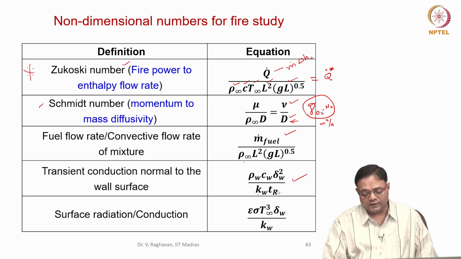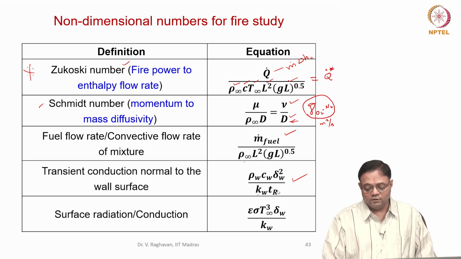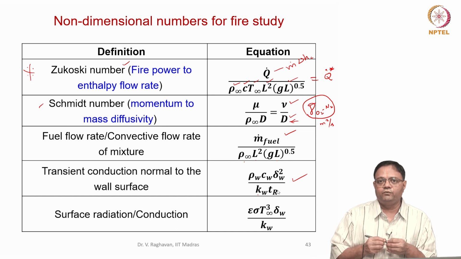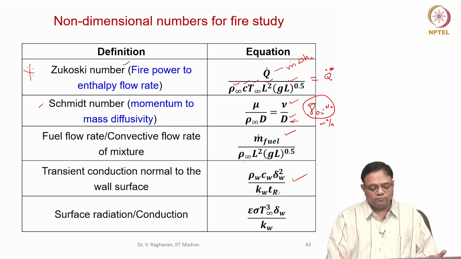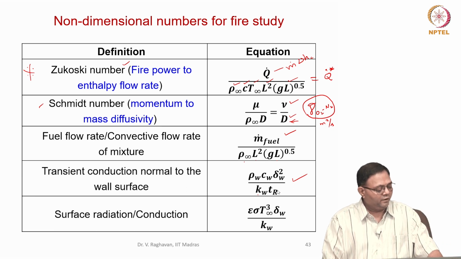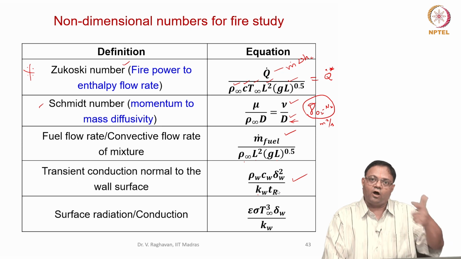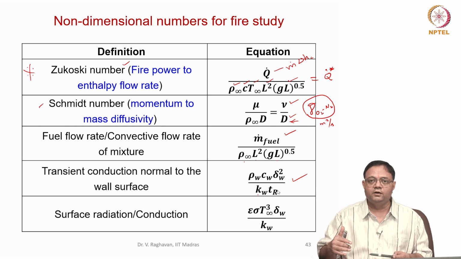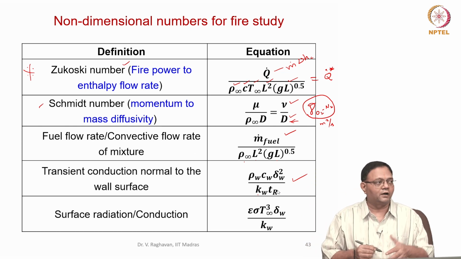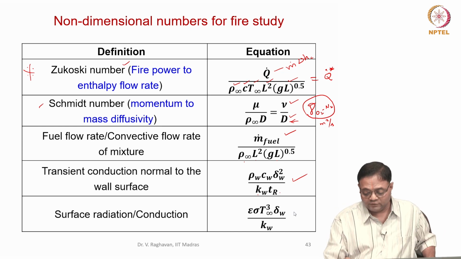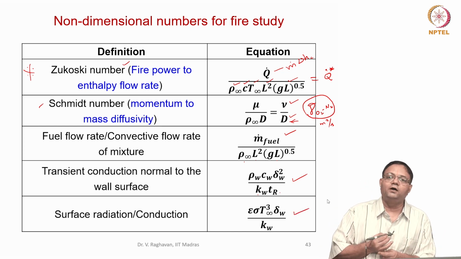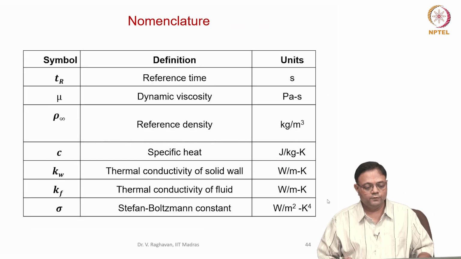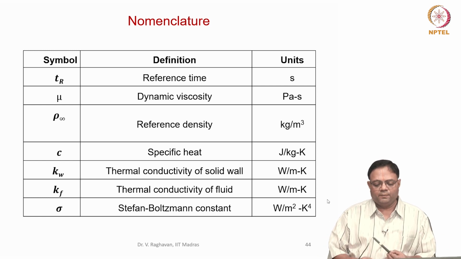Then surface radiation to conduction is another important parameter. Relatively, we have found the strength of convective to radiative heat transfer. In this case, at the solid surface, radiative heat loss can also occur. There is an incident heat flux, and re-radiation losses can also occur. Then conductive loss also can occur through the thickness. That ratio is the surface radiation to conduction, to quantify the heat loss from the solid. So these are the numbers typically used.